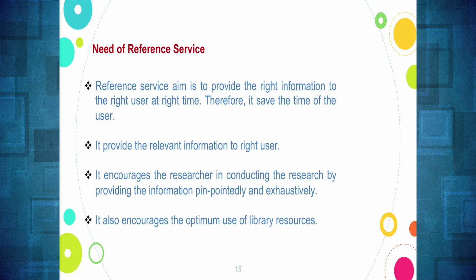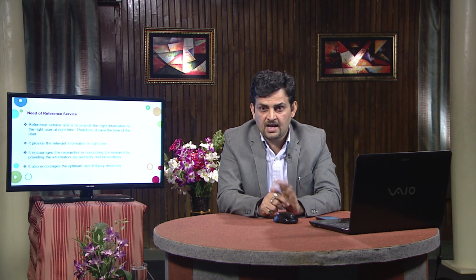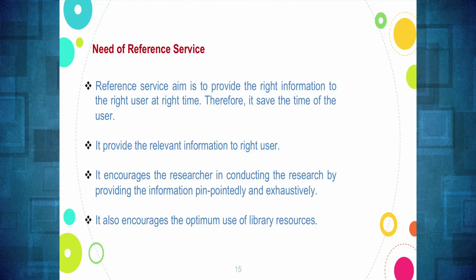The reference service aims to provide the right information to the right user at the right time. Therefore, it saves the time of the users. If you do not provide a reference service in libraries, users will go from one shelf to another, from one library to another library, and they will waste lots of their time, and the researcher's time is very valuable. Therefore, we have to save the time of the user, because we have to fulfill the fourth law of Ranganathan. Ranganathan says a library has 5 laws, and the fourth law is very important, which says save the time of the user. Therefore, to fulfill this fourth law, the library provides a reference service.